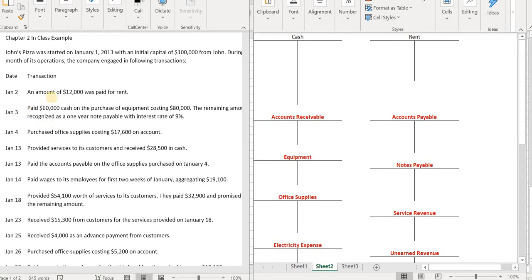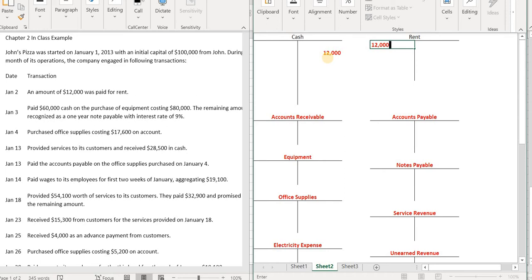So January 2nd, an amount of $12,000 was paid for rent. So cash is going to go down, rent's going to go up. How do I reduce cash? Credit it for $12,000. And rent, you're going to increase it with a debit, $12,000. So there's our first one.